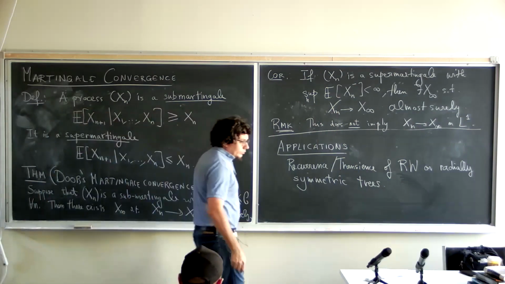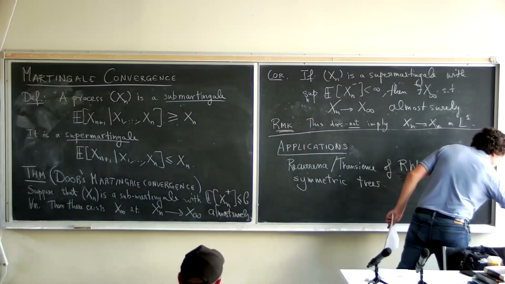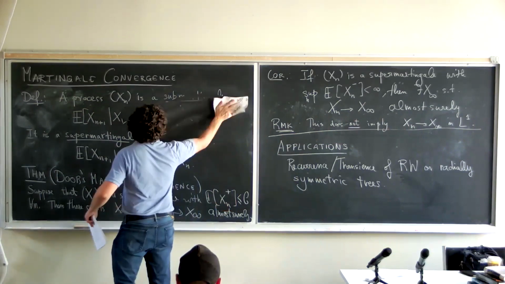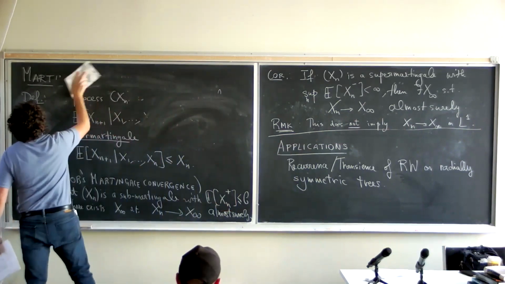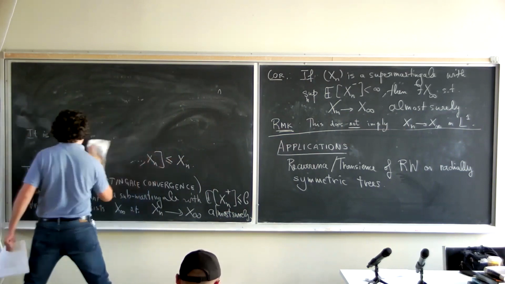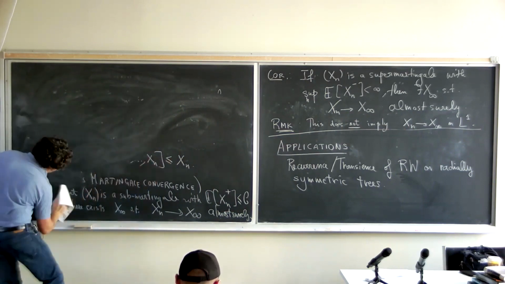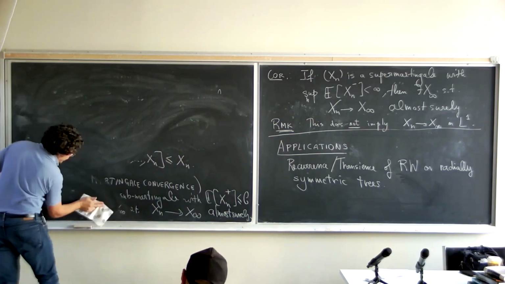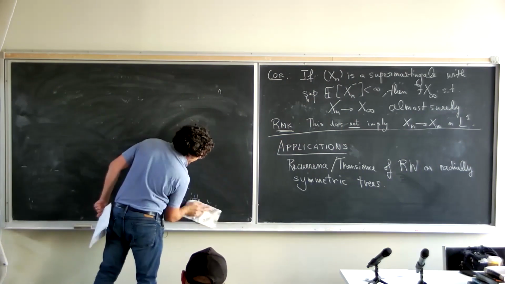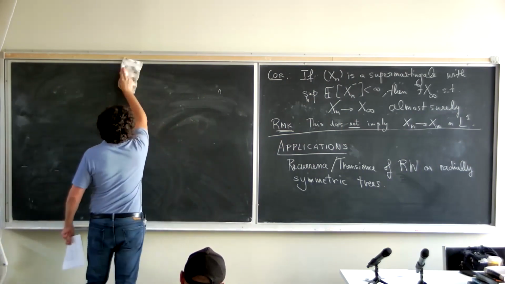So, what is a radially symmetric tree? It's just a tree where the number of children of each node depends just on the distance from the origin. So it's like that.